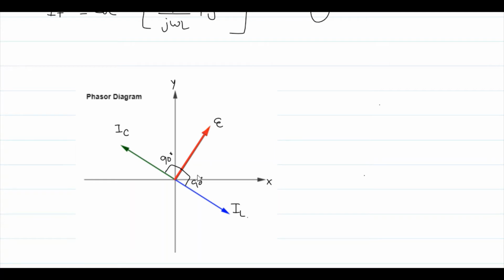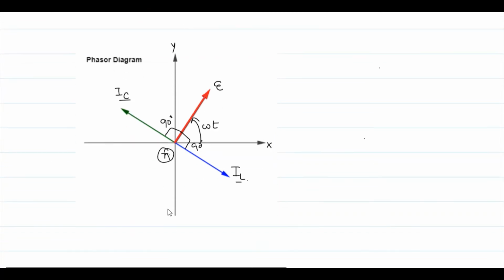This is the angle made by the EMF with respect to the reference axis, that is omega t. Here it is a 90 degree phase difference. Now you can see that the total phase difference between IC and IL is pi, that is 180 degrees, as we have defined in the above case. Now we need to calculate the impedance of this parallel circuit.